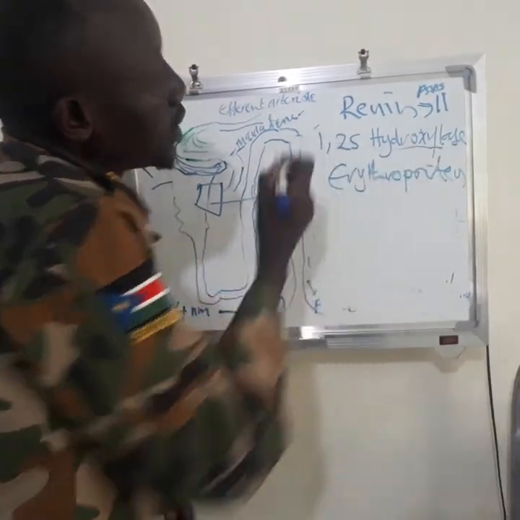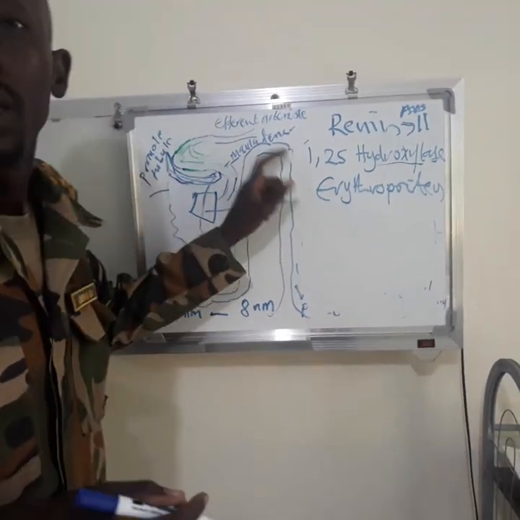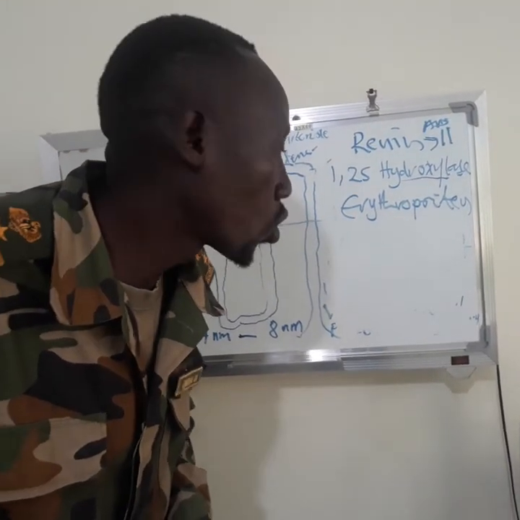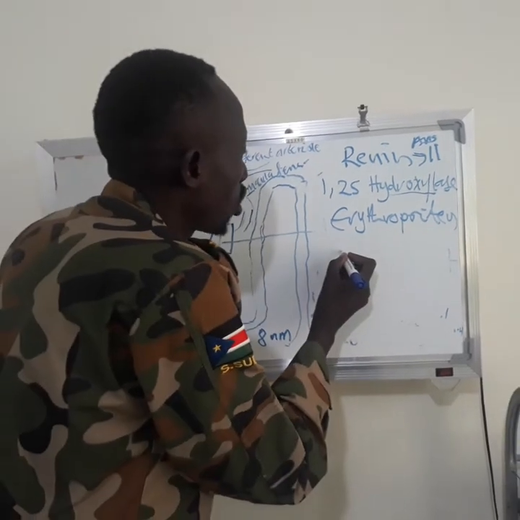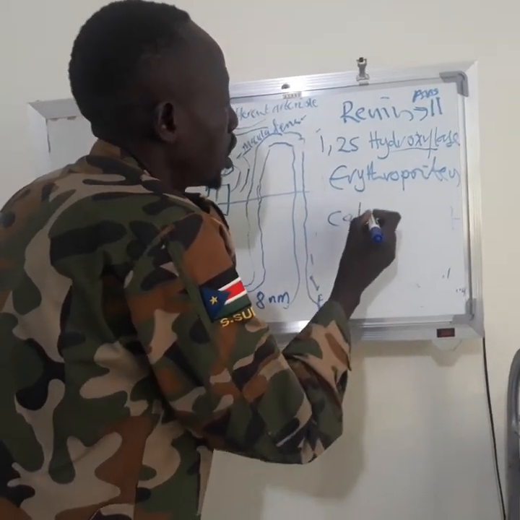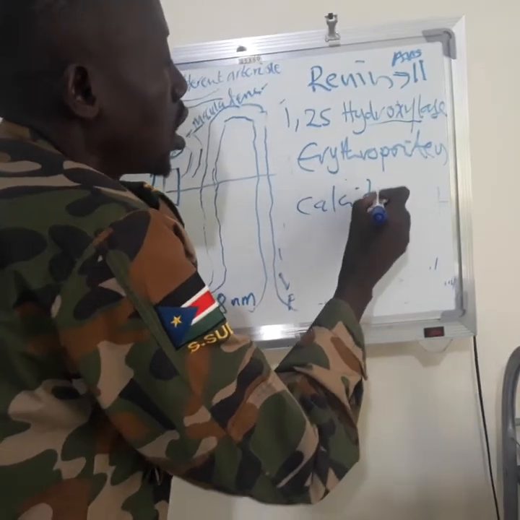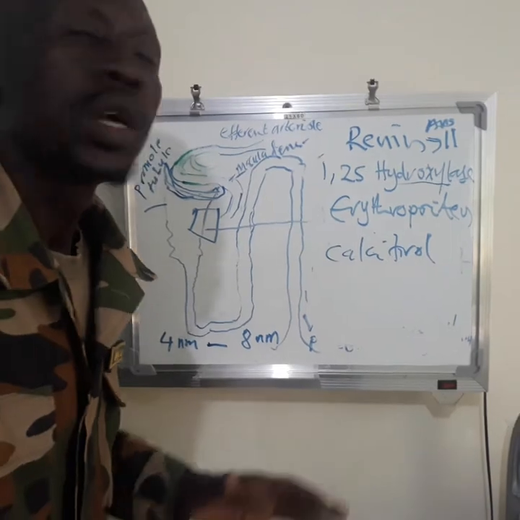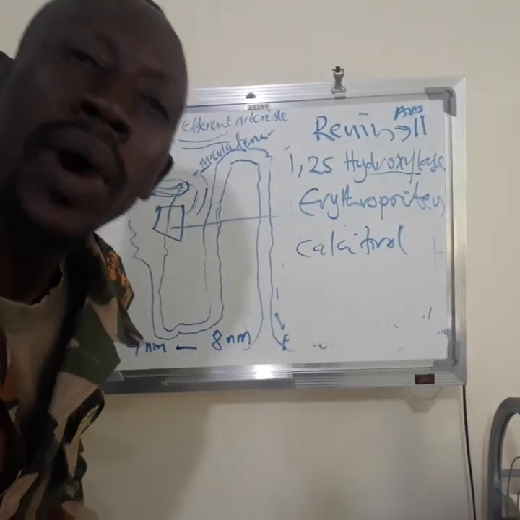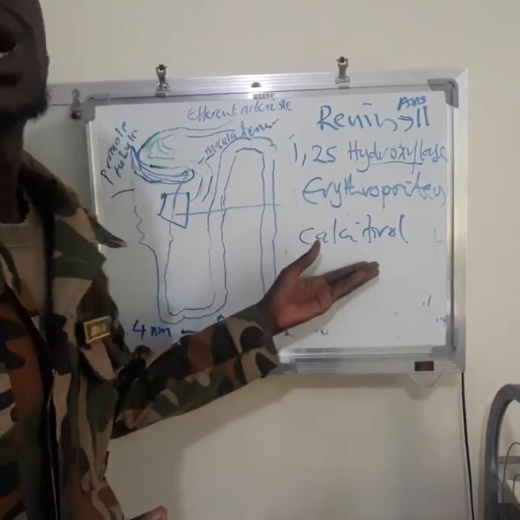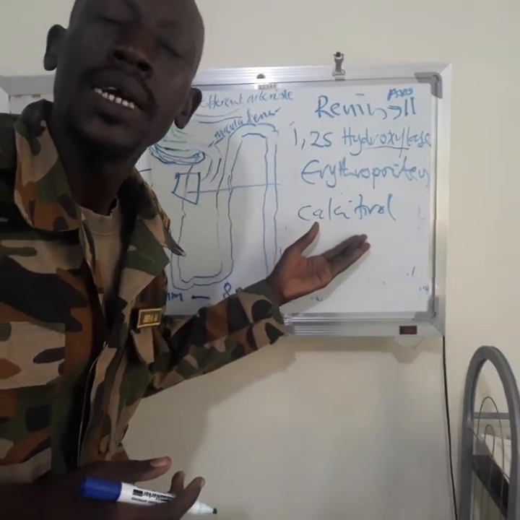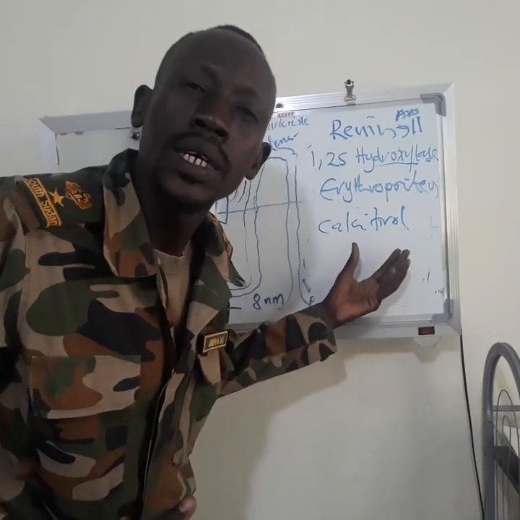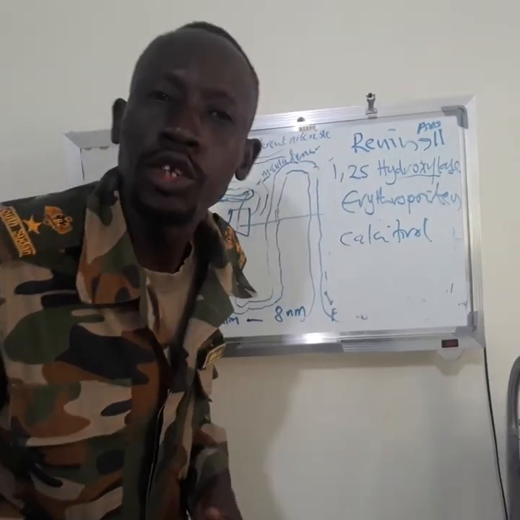The 1-alpha-hydroxylase converts vitamin D into a hormone called calcitriol. This is the active form of vitamin D3, and it goes to the intestine and helps in the reabsorption of calcium.